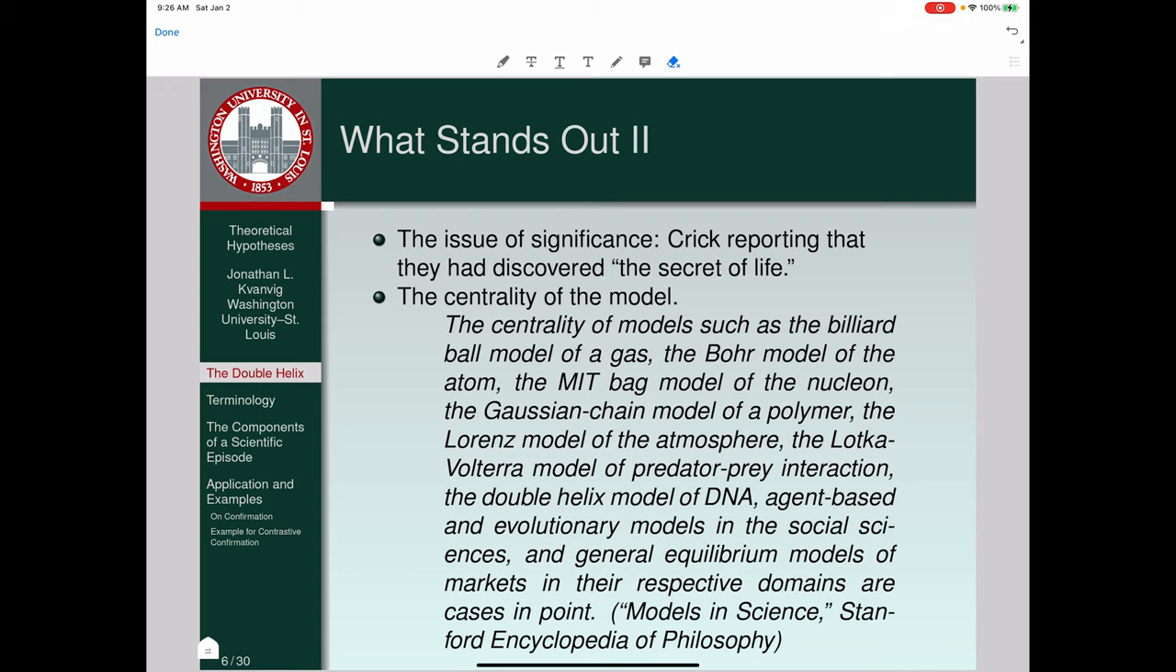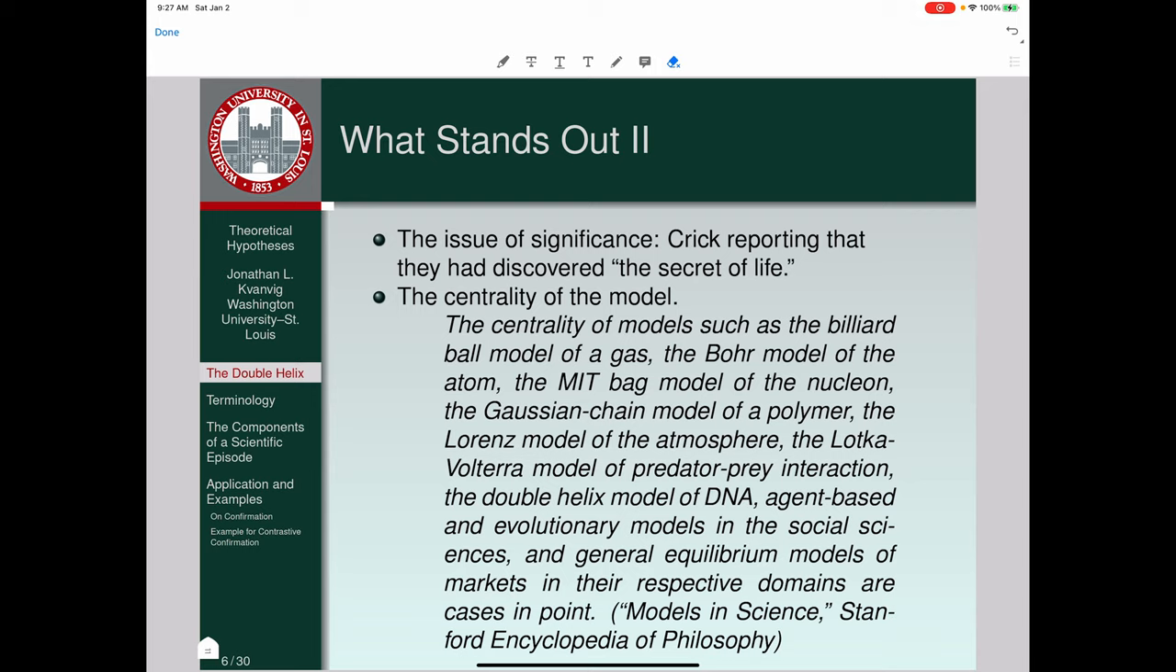The centrality of models such as the billiard ball model of a gas, the Bohr model of the atom, the MIT bag model of the nucleon, the Gaussian chain model of a polymer, the Lorentz model of the atmosphere, the Lotka-Volterra model of predator-prey interaction, the double helix model of DNA, agent-based and evolutionary models in the social sciences, and general equilibrium models of markets in their respective domains are cases in point. The point of the quote is you should be overwhelmed by the way in which models show up everywhere in science, not just in physics, not just in chemistry, they're all over the place.